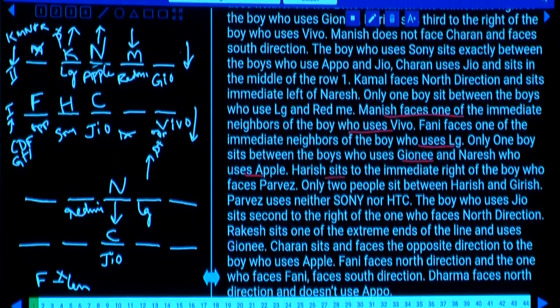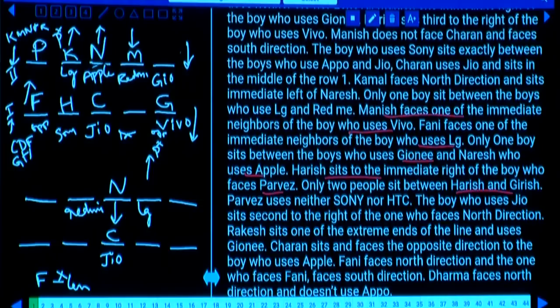Hari sits to the immediate right of the boy who faces Parvez. Hence Parvez must be at this place. As Parvez is here, this person F must be facing towards north, then only Hari will be to the immediate right of Parvez. Only two people between Harish and Girish, so Girish must be at this place.